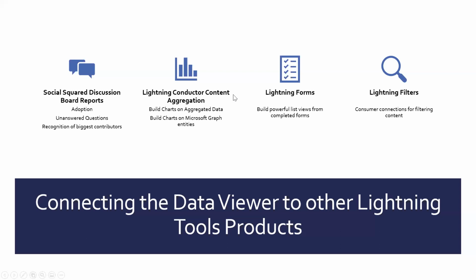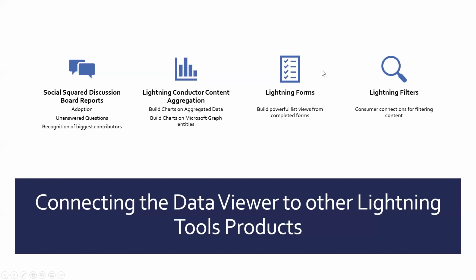We've also got the Lightning Conductor, which is the content aggregation tool. You can roll up lists and libraries, and we can chart against that as well, which I'll demonstrate. And you can also build the charts on the graph entities as well. So if you wanted to connect to something like OneDrive or to Planner and build a chart based on that content, that's something else that you could also do.